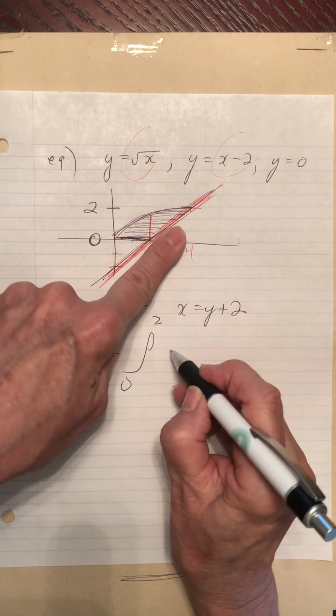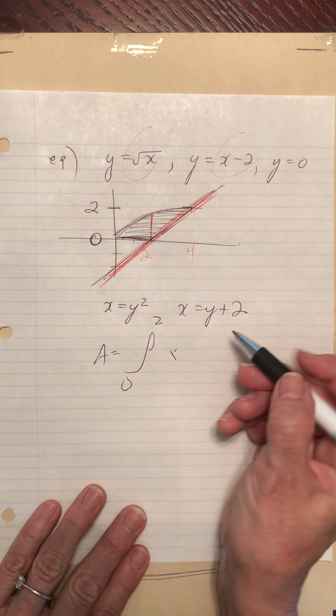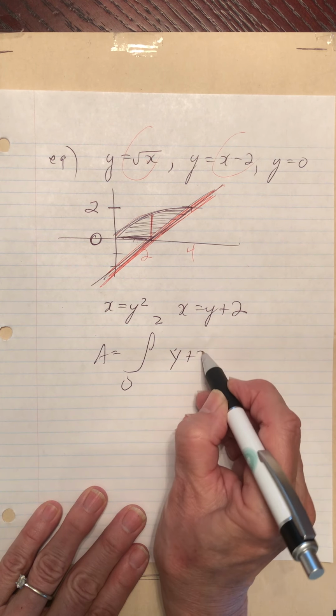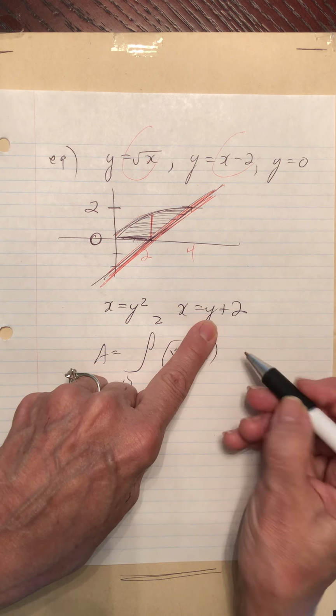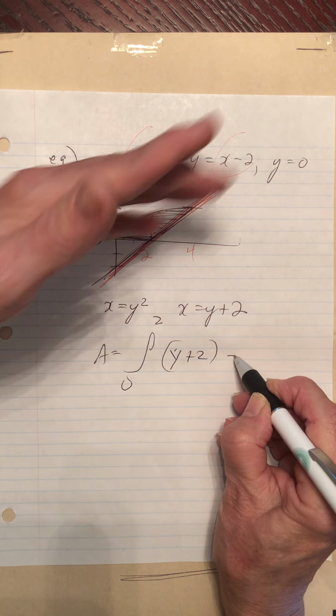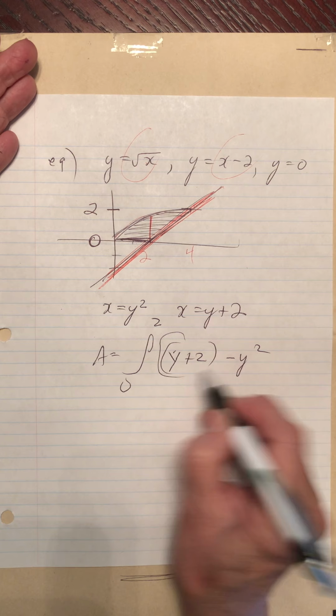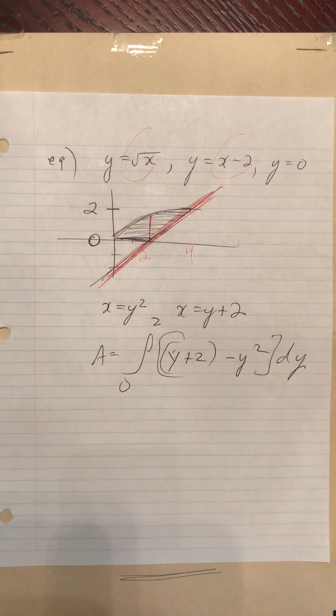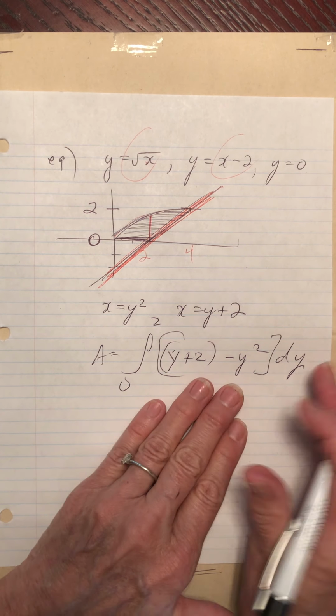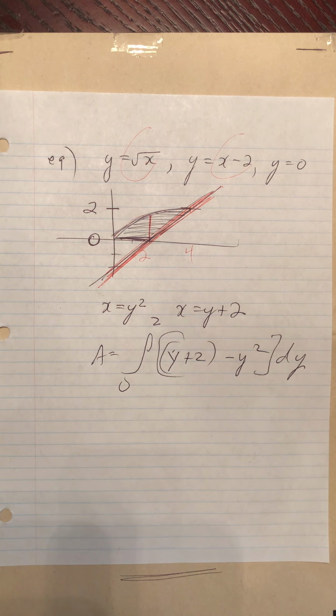And it's the one that was more to the right. So that's my y plus 2, because I'm integrating with respect to y, minus the graph that was more to the left, which is my y squared. So this would not be too tough to do. So I would tackle it that way, probably being the better way.